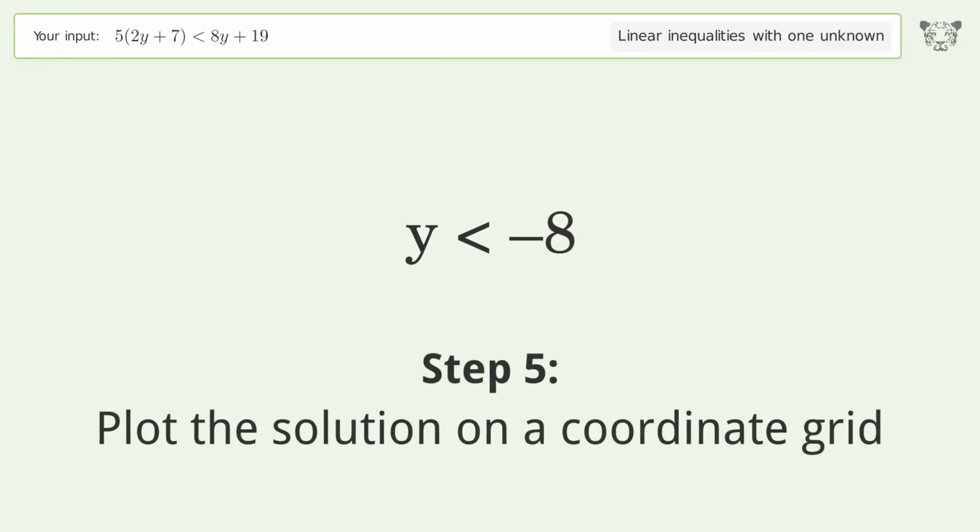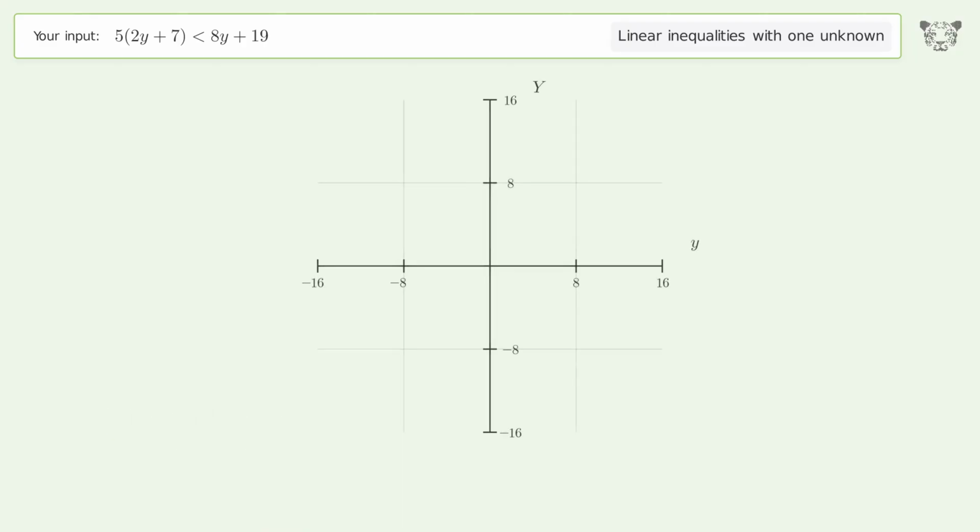Plot the solution on a coordinate grid. And so the final result is y smaller than -8.